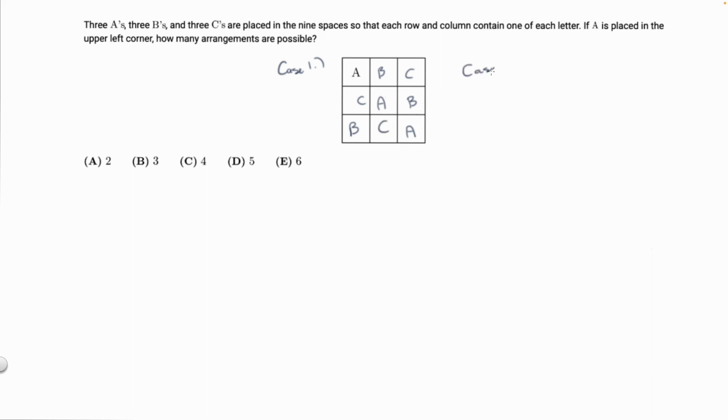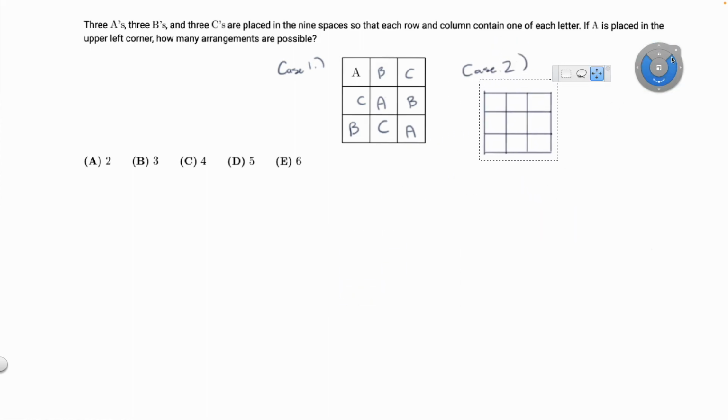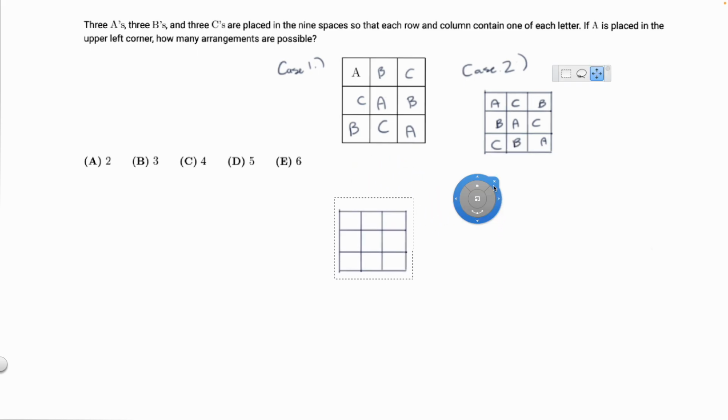And then for case number two, we're going to do the exact same thing, starting with the A's, and then we're just going to replace the B's we have over here with the C's. So those are the two basic cases we have at first.